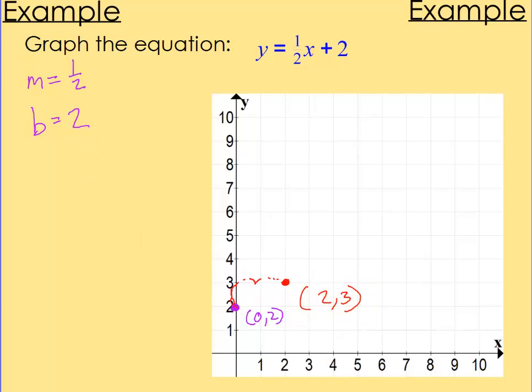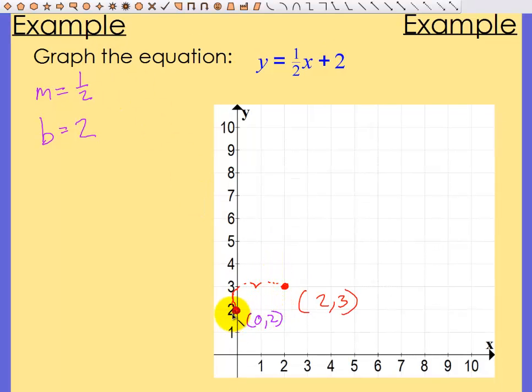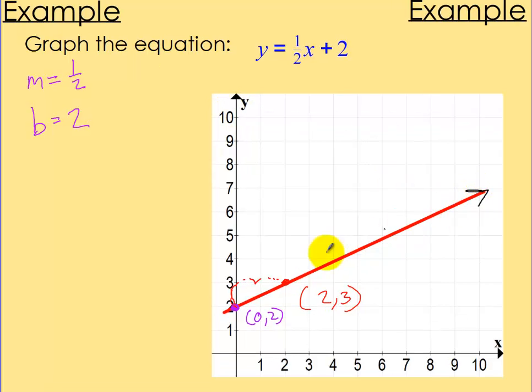And now your last step, I want to draw a line perfectly straight. And you want to use a straight edge ruler when you do these. Don't just freehand it. It should be a perfectly straight line through those points. And make sure you do the arrowheads. Just like this. And that's it.